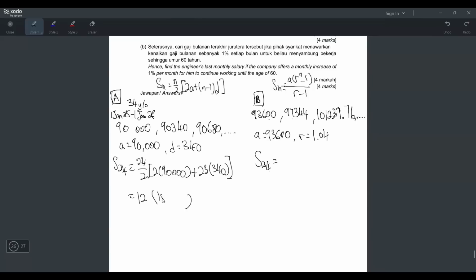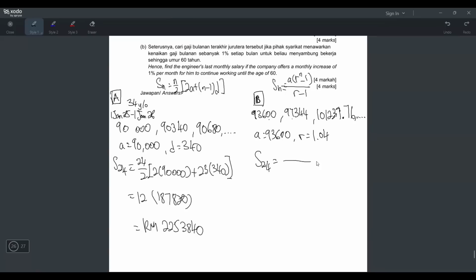So you get 187,820. Okay, times 12. So the answer is 2,253,840. Write RM, because this one is salary, right? Now I have to find the S24 for this.